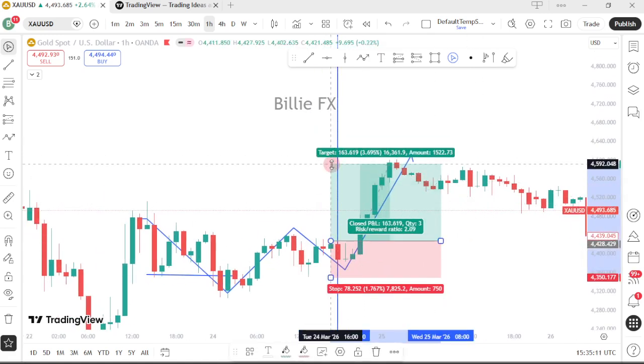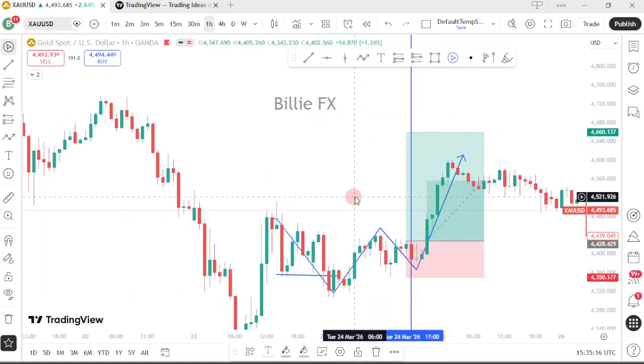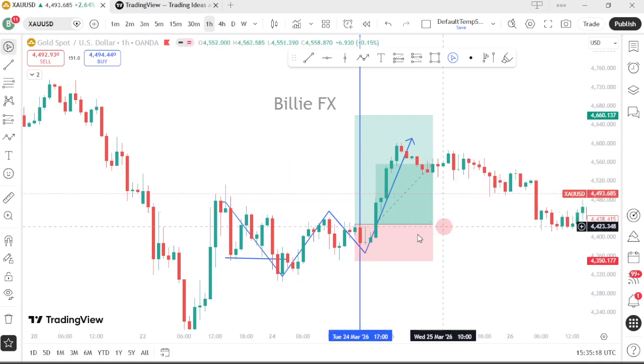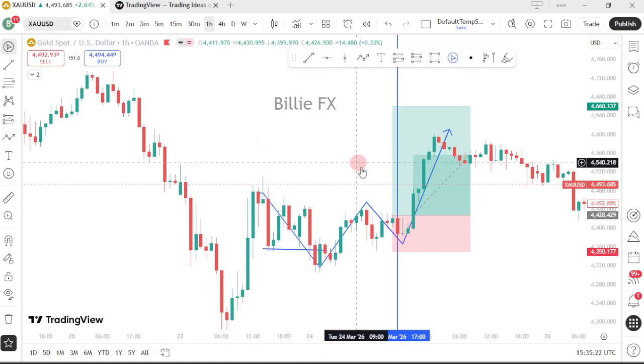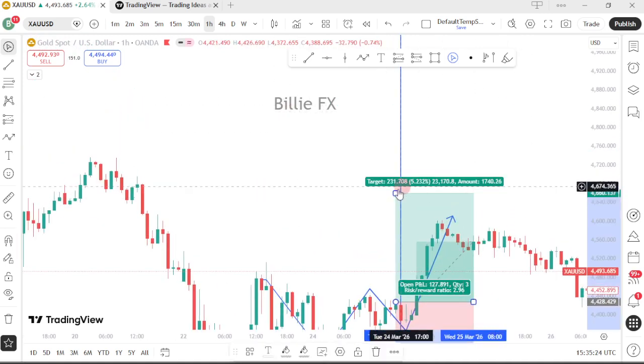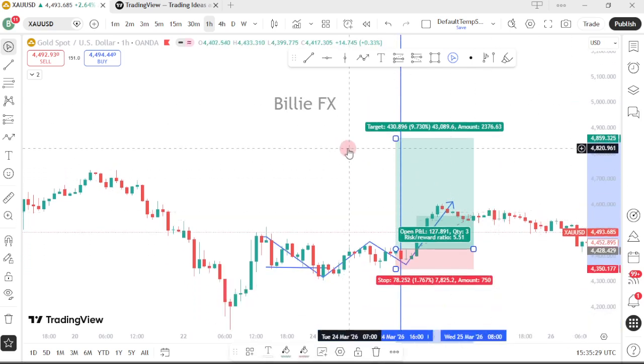Then you can target a fixed RR like 1 to 2, 1 to 5, or whatever. For this one, I'm just using it as an example. But in normal circumstances, you will be in very nice structure where you can just swing it and be looking for structural levels and taking 1 to 5, 1 to 10 or whatever. Okay, don't do 1 to 2.